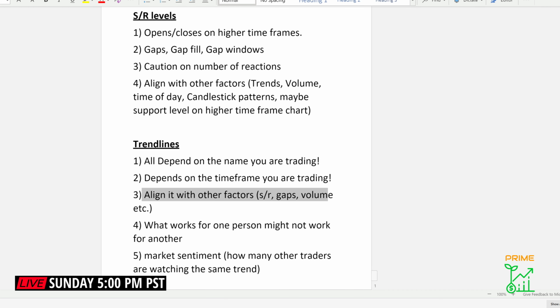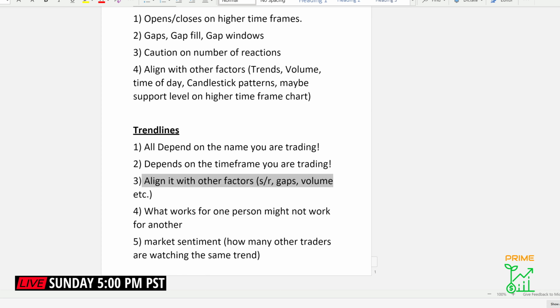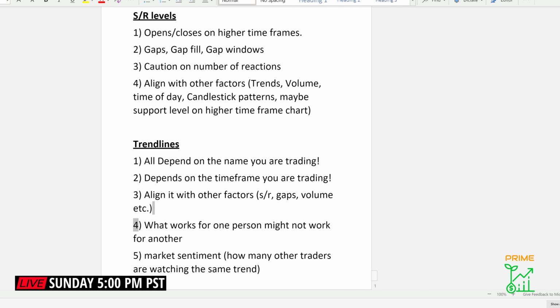Same thing on trend lines. Align it with other reasons, which we talked about in the very beginning: support and resistance, gaps, volume, etc. Your MACD, RSI, whatever indicators you like to trade with. And of course, what works for one person might not work for another. You know, your favorite YouTuber.